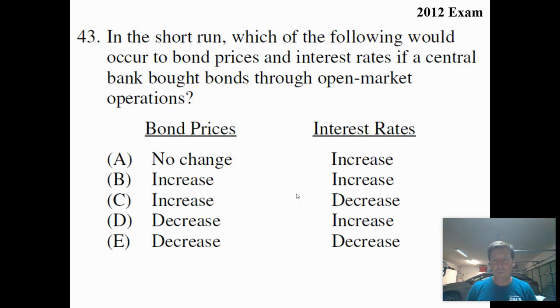This one is a beast. And this one I like because it's going to connect back to the information we've talked about with bonds. So in the short run, which of the following would occur to bond prices and interest rates if a central bank bought bonds through the open market operations?